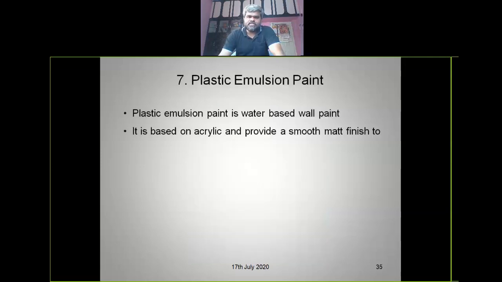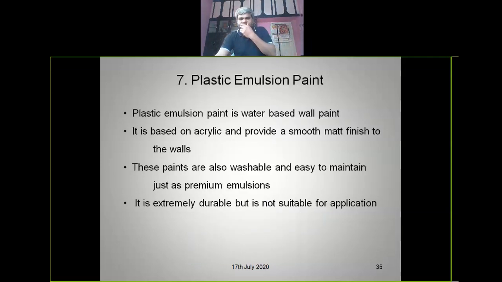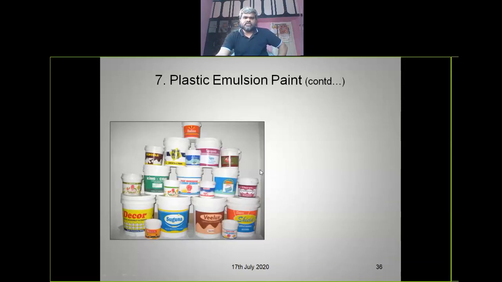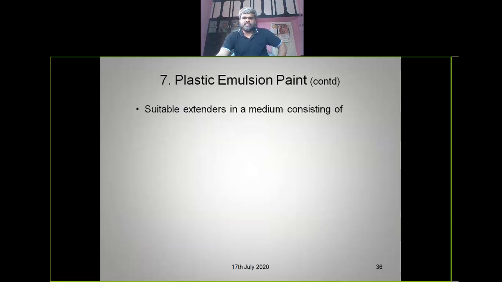Plastic emulsion paint. A plastic emulsion paint is a water-based wall paint. It is based on acrylic and provides a smooth matte finish to the wall. So these are some pictures of paints.